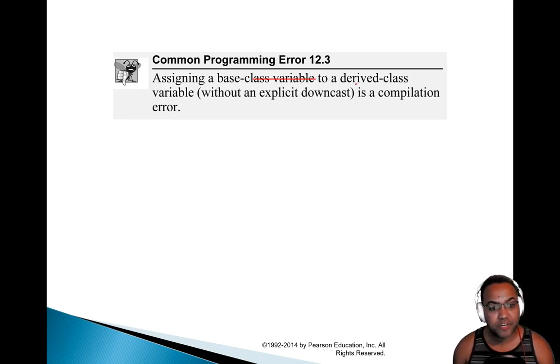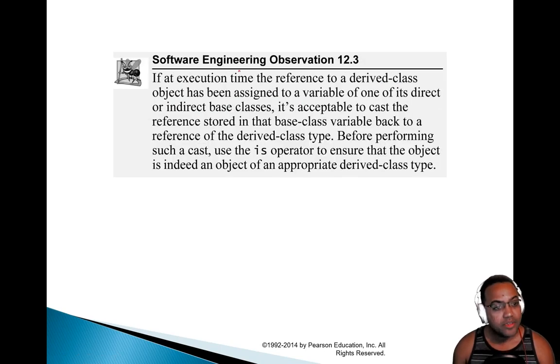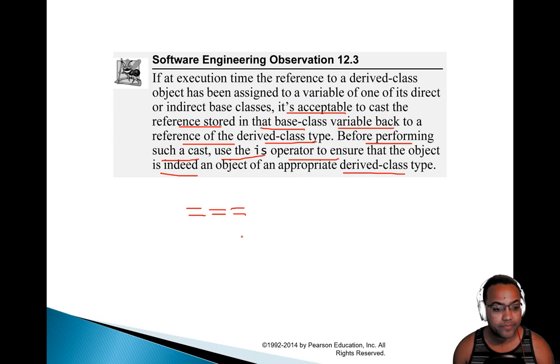Assigning a base class variable to a derived class variable without an explicit downcast is a compilation error. If at execution time the reference to a derived class object has been assigned to a variable of one of its direct or indirect base classes, it's acceptable to cast the reference stored in that base class variable back to a reference of the derived class type. Before performing such a cast, use the is operator to ensure that the object is indeed an object of an appropriate derived class. Using is is the equivalent of kind of doing this.